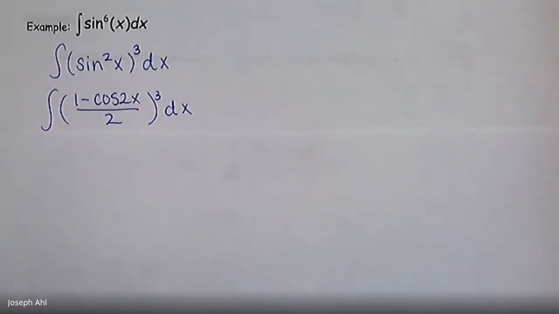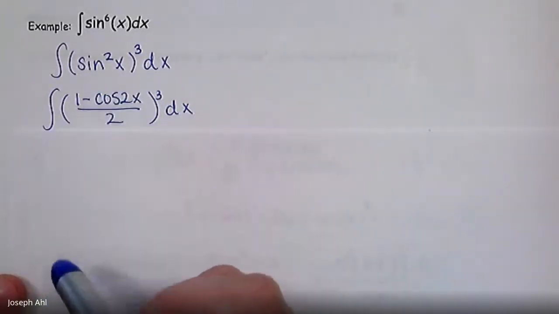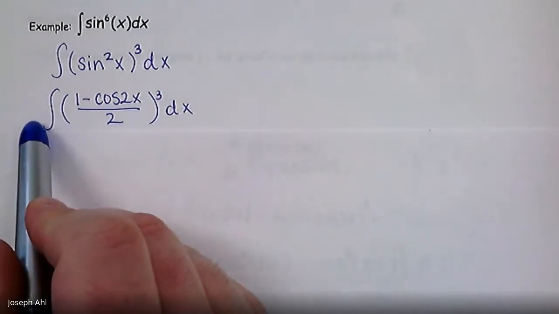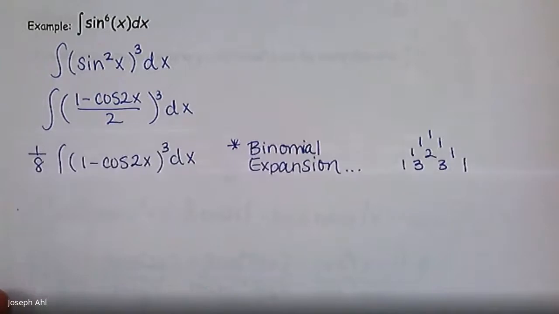Well, the tricky part here, of course, being that when I cube this, it's not as easy as just squaring it like I did for cosine to the 4th a minute ago. 2 cubed on the bottom is going to get pulled out as a 1/8. That's fine. But 1 minus cosine 2x cubed is then what we're left with on the inside. And you can see the path that I'm going to head down.